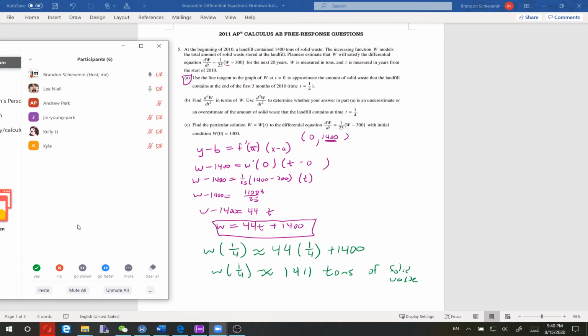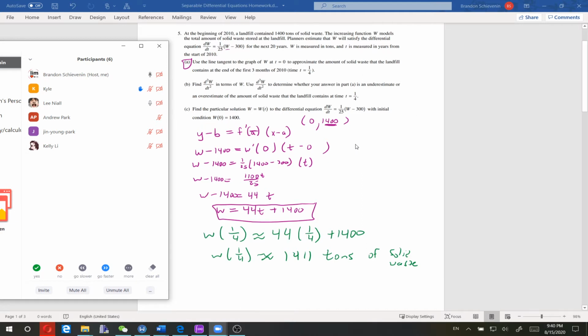Okay, sorry, I cut you off there. No problem. So you're right, dW over dt would be measured in tons of solid waste per year. So our derivative is really measuring the change in the amount of solid waste each year, which is still a useful metric. Okay, that's it for part A. Any questions on A?